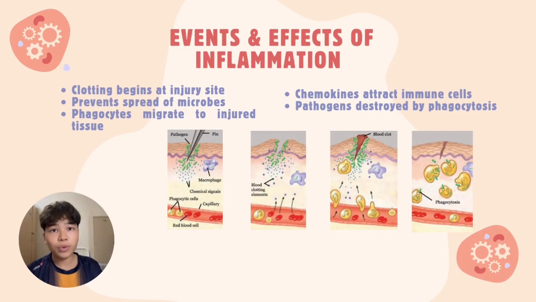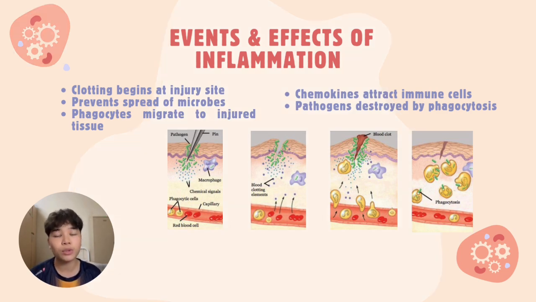The inflammatory response involves several key events. First, clotting helps begin tissue repair and prevents microbes from spreading. Second, increased blood flow allows phagocytes to migrate into the injured area. Third, chemokines attract more immune cells to the site. Finally, pathogens are destroyed by phagocytosis.